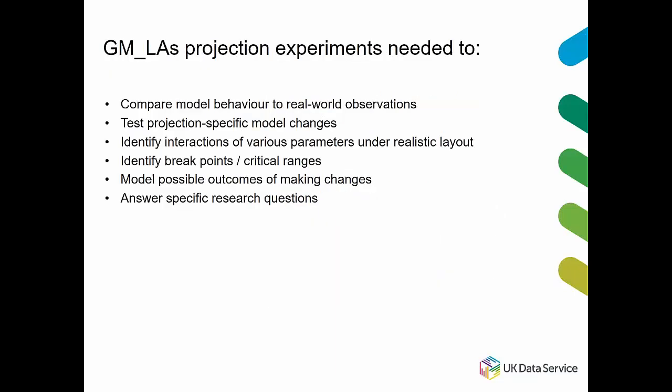In this case, the experiments are more about testing your research questions and your hypotheses. They're still valuable for identifying breakpoints or critical ranges or interactions, especially as they're under a realistic layout rather than a randomly generated layout. They're also good for comparing to real-world observations. Can we set up the model in such a way that people actually take the amount of time to travel from one local authority to another as they do in the real world? That's an important validation criterion.